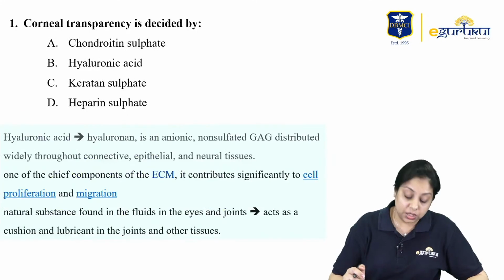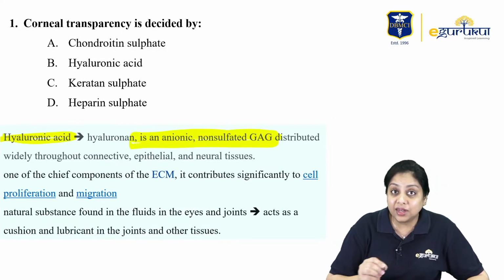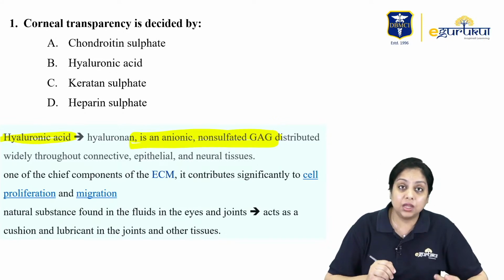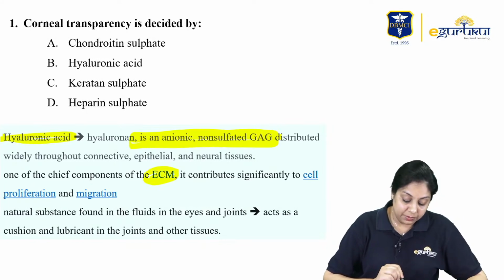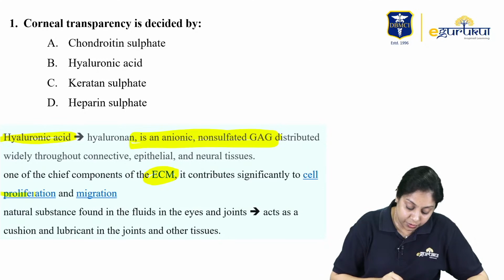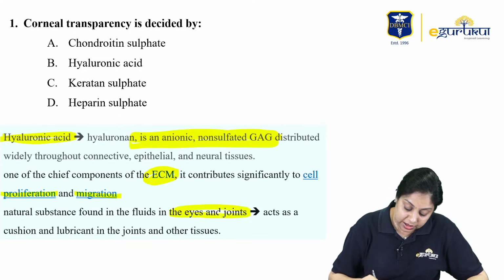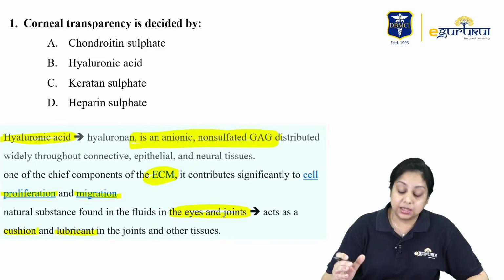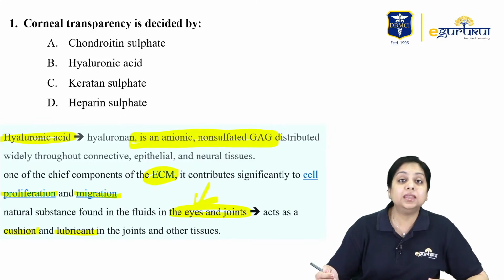Choice B is hyaluronic acid, right? What is this? This is an anionic non-sulfated GAG. Why am I highlighting these? These are very important key terms specific to hyaluronic acid, right? They are the chief components of the extracellular matrix, which contributes to cell proliferation and migration. And where are they found? They are found in the fluids of the eyes and the joints, and the function is cushioning and lubrication in the joints and other tissues. But their primary major function is the cushioning, right?